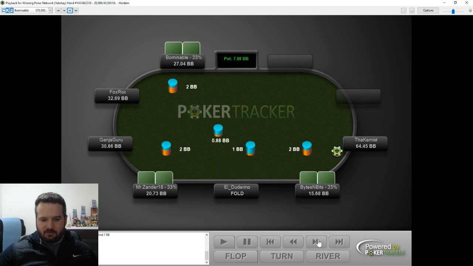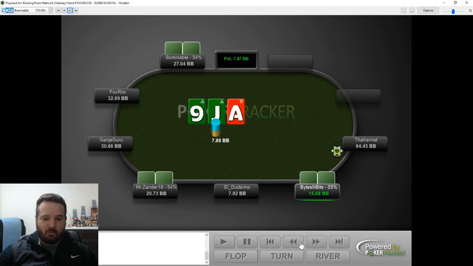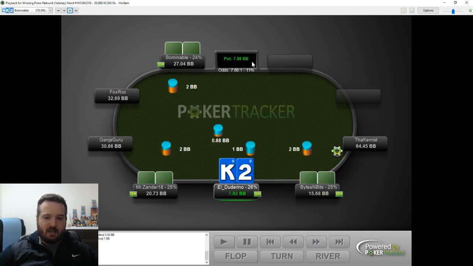Definite call here. Yeah. So we're missing some of these spots here. This is just a spot where a suited king is actually going to be pretty powerful for our stack size. And we're getting a really good price here, only needing 11% equity.